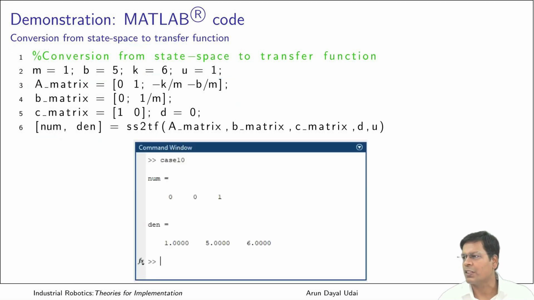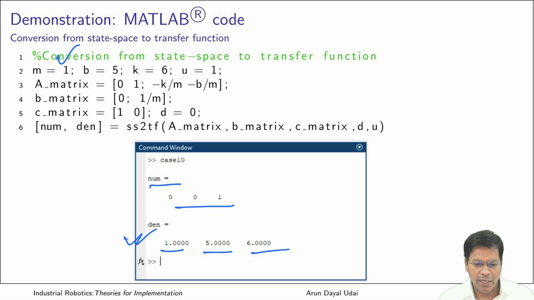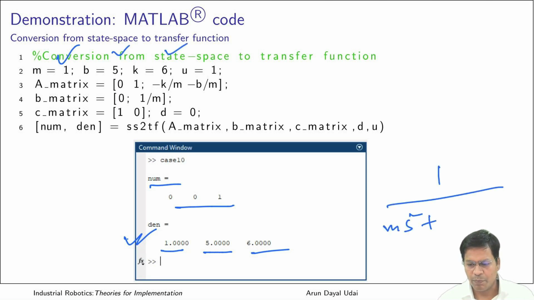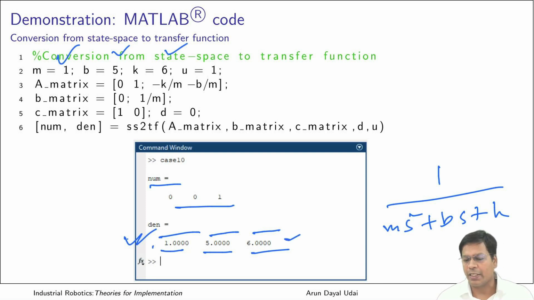Running this gave me this. Yes, this was your numerator and this is your denominator. What this shows is the coefficients basically. You see this is M, B and K: 1 by (ms squared plus bs plus k). So the coefficient of s squared, that is m, comes here, then b and k. So this is what can be directly obtained. MATLAB also allows you to convert state space to a transfer function format.